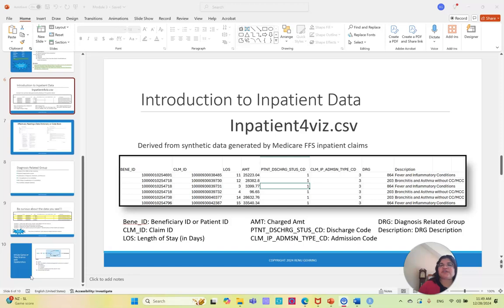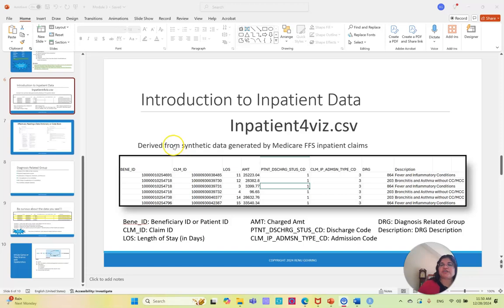In this episode, we are going to be talking about inpatient data. This is a data set that I have created from a publicly available data set on the Medicare website. As you can see in the header, the inpatient for viz.csv, which we'll be using for exploration and analysis, is derived from synthetic data generated by Medicare fee-for-service inpatient claims.